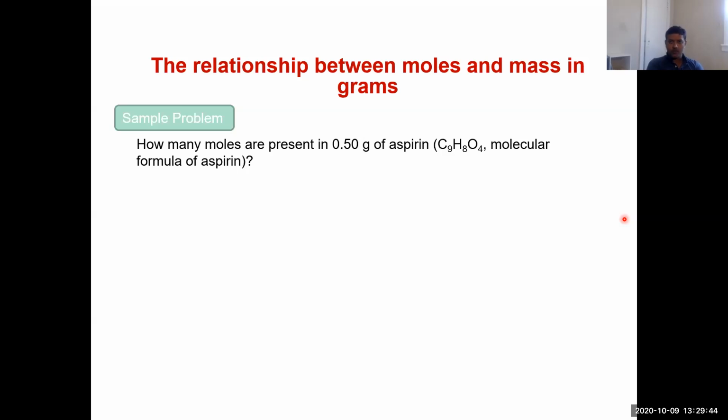So before we start working on this, you need to know how to identify molecular weight or molecular formula in atomic mass units. Do you know how to do that for a molecule? Do you guys remember us doing that?